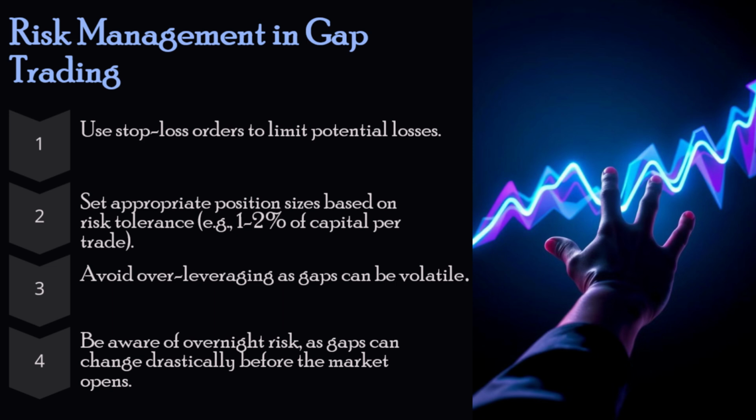Risk management in gap trading. Use stop loss orders to limit potential losses. Set appropriate position sizes based on risk tolerance, e.g. 1 to 2% of capital per trade. Avoid over-leveraging as gaps can be volatile. Be aware of overnight risk, as gaps can change drastically before the market opens.